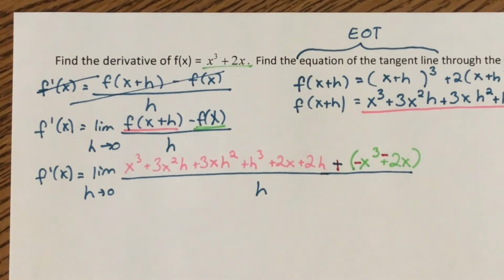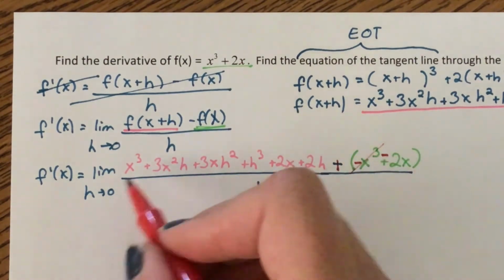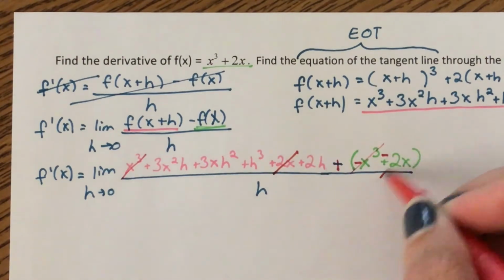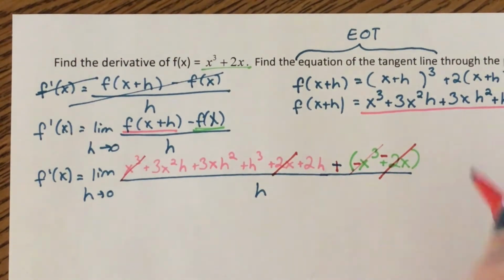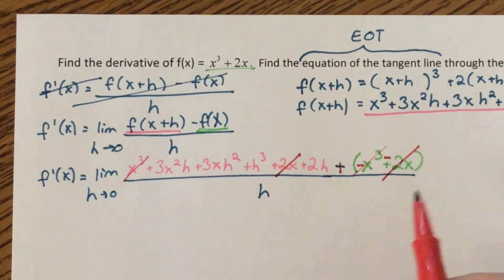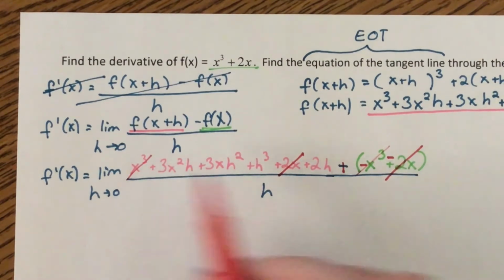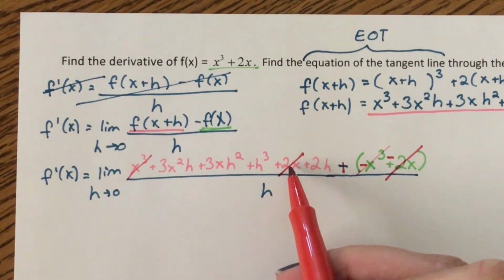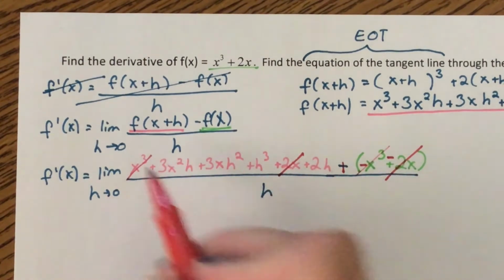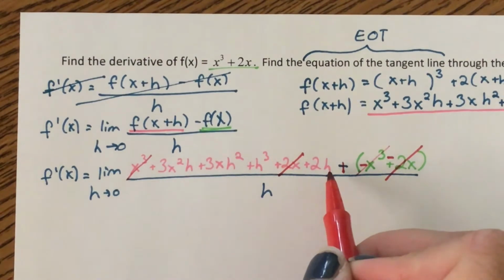Okay, now we combine like terms across the top. X cubed plus negative x cubed cancels. 2x minus 2x cancels. And now you might notice that we don't have anything else that cancels. Hint, every single part of f of x is going to have a part over here that is going to cancel with it. Every single time. Both of these should cancel with something over here. And then all that's left is terms that have an h in them.